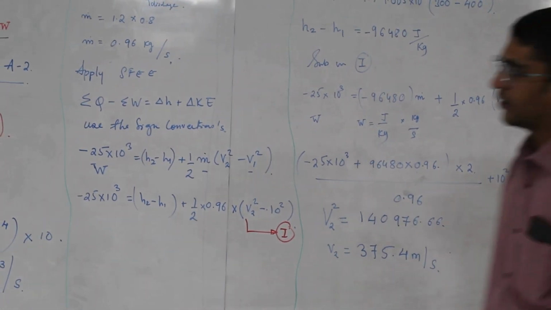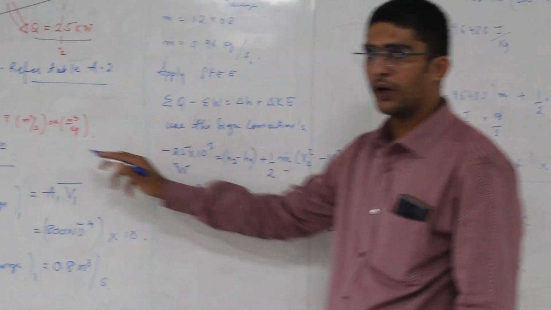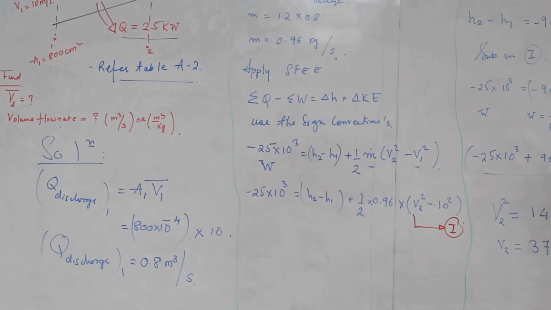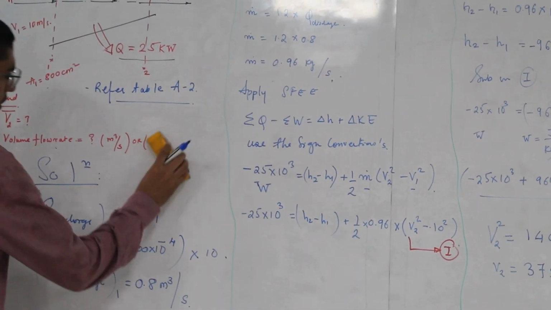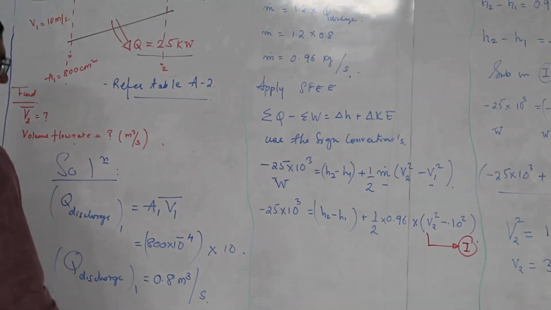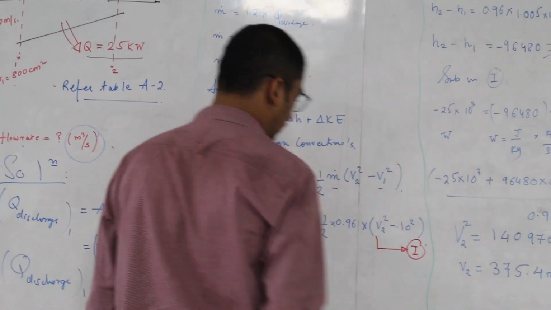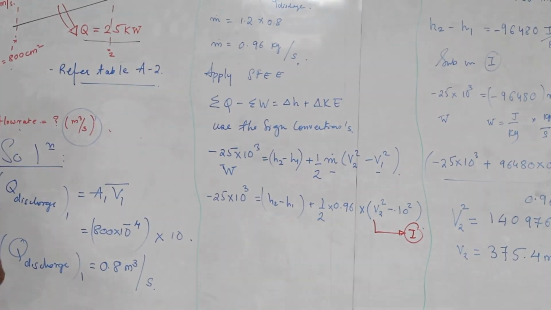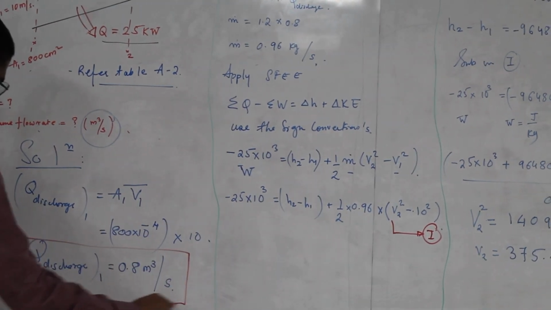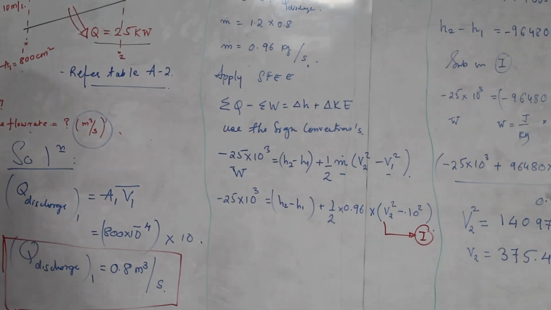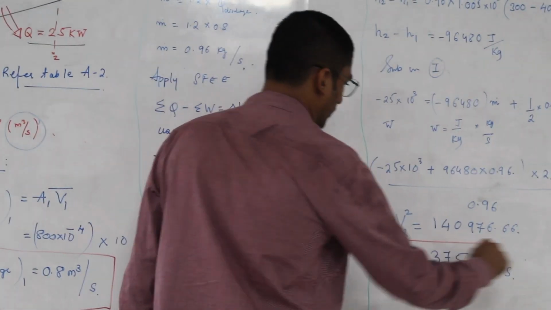Now we go to the second term, that is the volume flow rate. Volume flow rate is meter cube per second. It's a flow rate, so meter cube per second is nothing but the discharge value. So we have already calculated the discharge value, and this is meter cube per second. This is the second answer we have already calculated, and this is the value of your V2.